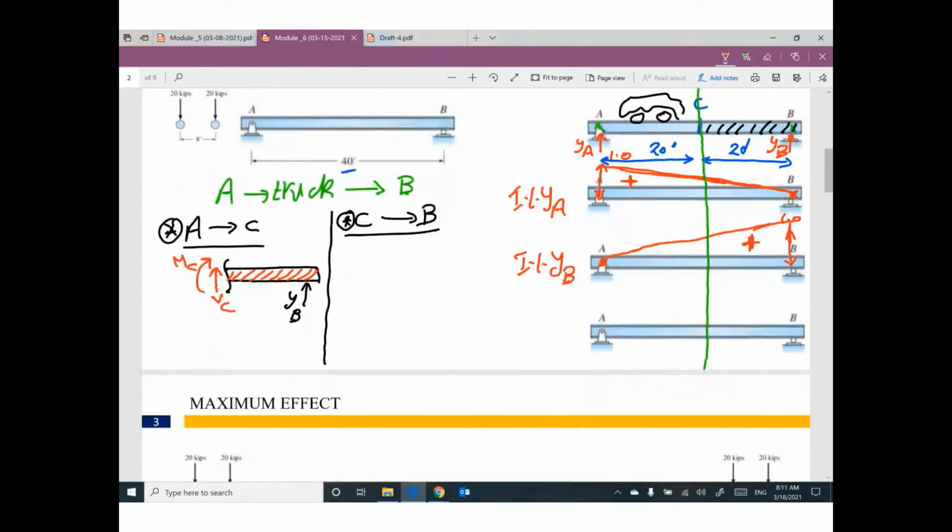Go ahead and apply summation Fy equals 0. You will find VC will be negative YB. And if you take moment at C equals 0, you will find MC equals 20 YB, because this distance will be 20.